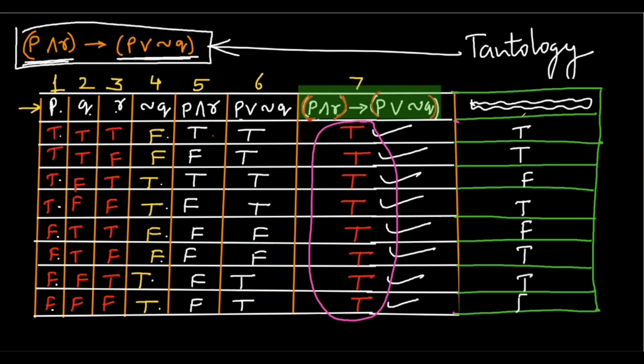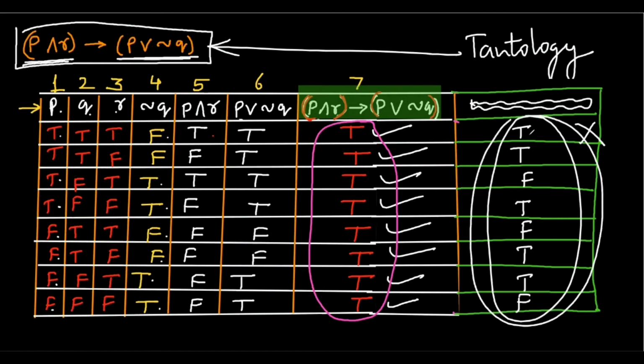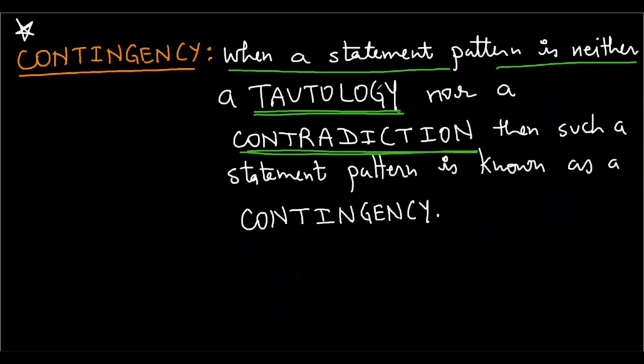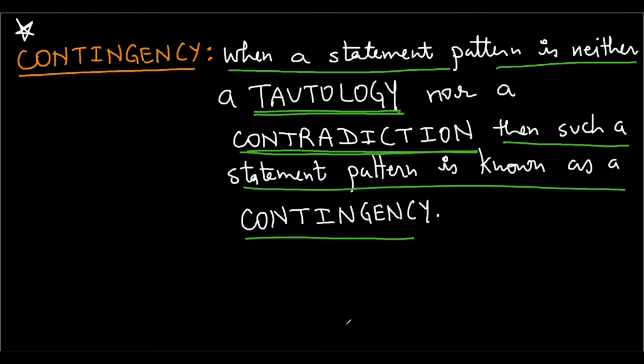Now, do we have all T? No, it is not a tautology. Do we have all F? No, so it is not a contradiction. So what kind of statement pattern is this? It is not a tautology, it is not a contradiction, it is a contingency. I hope you must have followed this. So when a statement pattern is neither a tautology nor a contradiction, then such a statement pattern is known as a contingency.